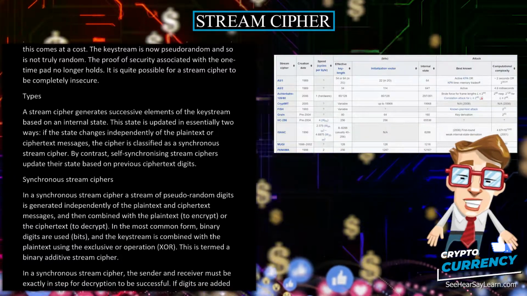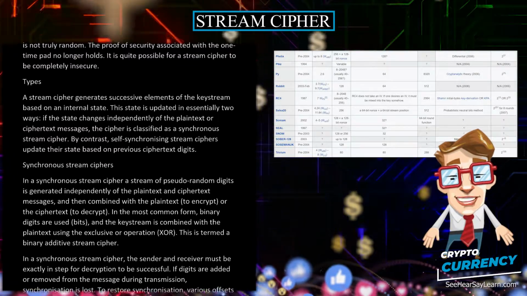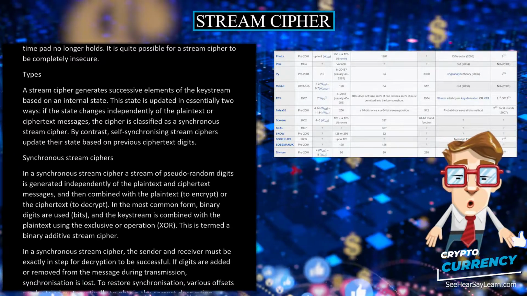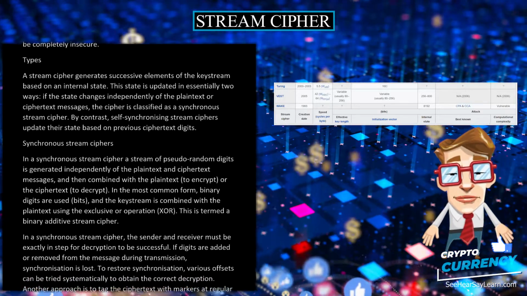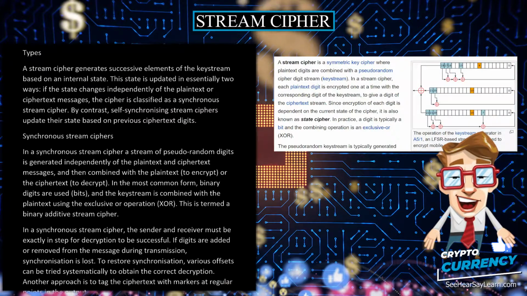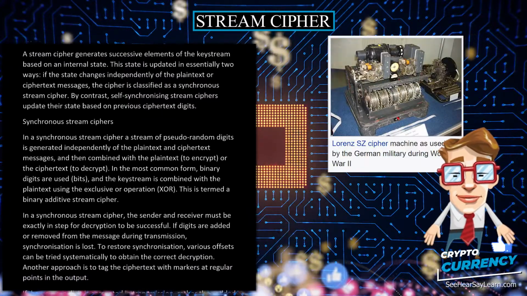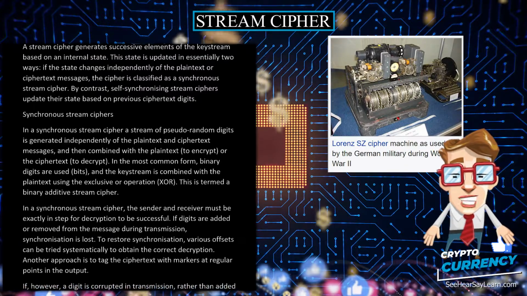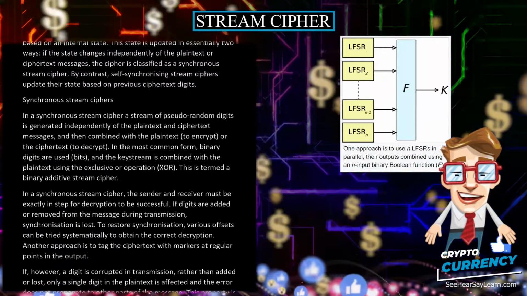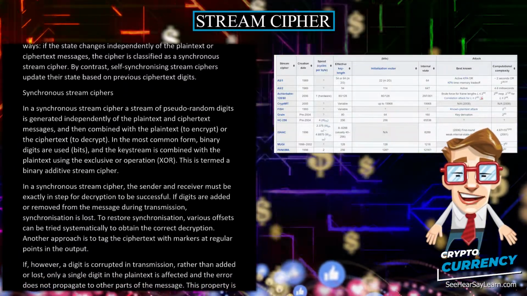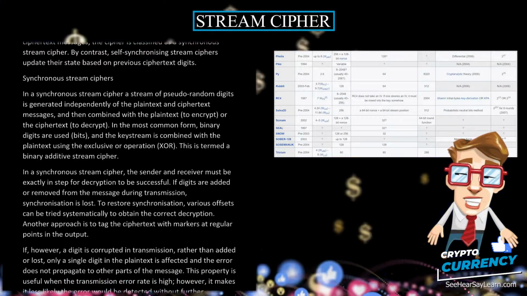By contrast, self-synchronizing stream ciphers update their state based on previous ciphertext digits. Synchronous stream ciphers. In a synchronous stream cipher, a stream of pseudorandom digits is generated independently of the plaintext and ciphertext messages, and then combined with the plaintext, to encrypt, or the ciphertext, to decrypt. In the most common form, binary digits are used, bits, and the keystream is combined with the plaintext using the exclusive OR operation, XOR. This is termed a binary additive stream cipher.